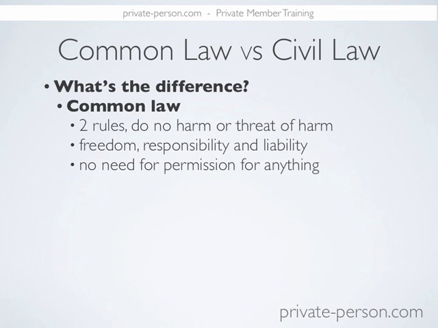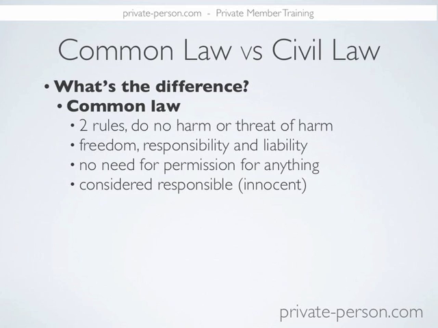And the other big thing is there's no need for permission for anything within the common law. You don't need to apply for permits or licenses because, based on that first note, you've got two rules: do no harm or threat of harm. You don't need permission to do anything, because if you need permission, it generally means that there's an infringement that you want to do with regards to somebody else's person or property, and you want permission to do that. That's the only real permission that you'd need. So generally speaking, you don't need permission.